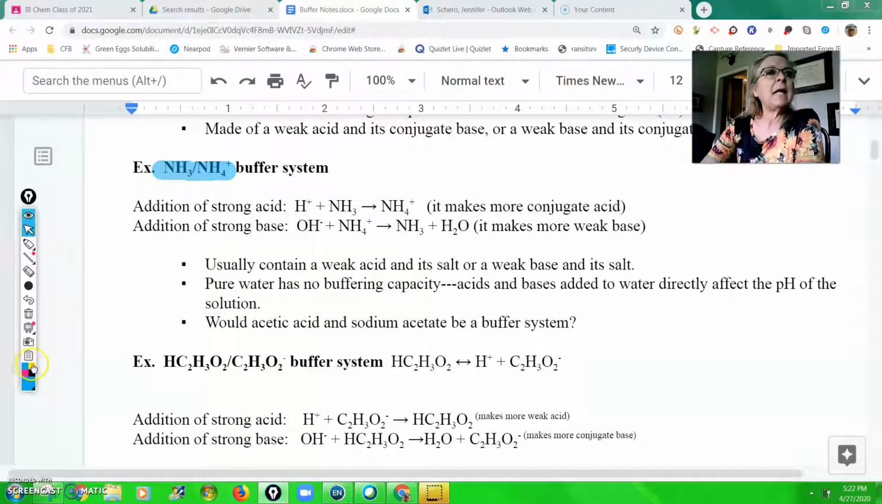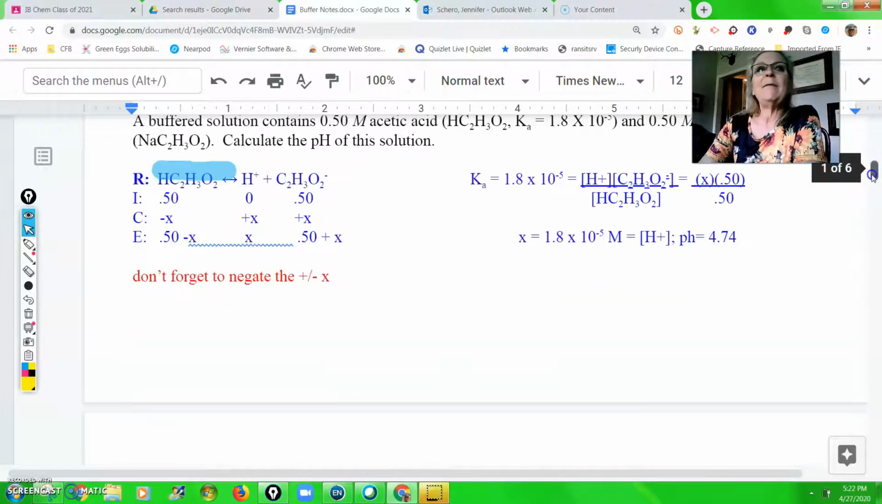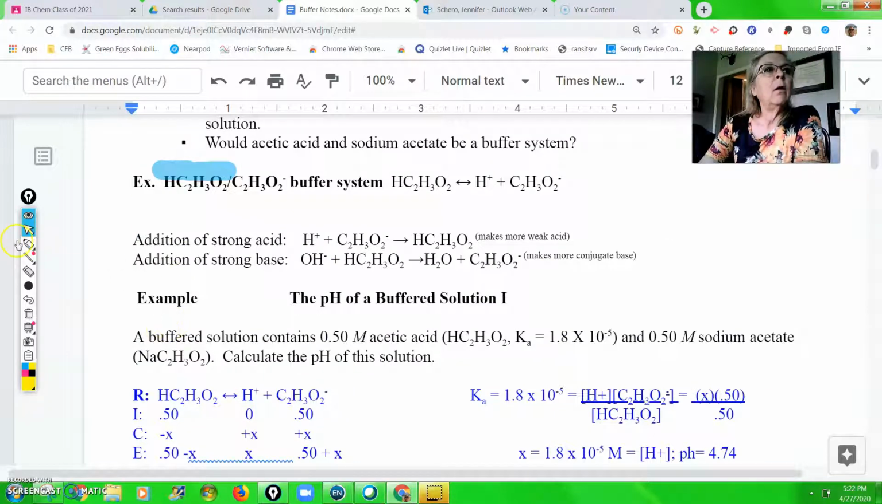Let's take a look at another example. What if we have the system of the acetic acid and the acetate ion? That is our system, the weak acid and its conjugate base. Same thing happens again. If we add a strong acid to this weak acid, we end up simply making more weak acid. If we add the strong base to the weak acid, we go through an acid-base reaction and make just water and more conjugate base.